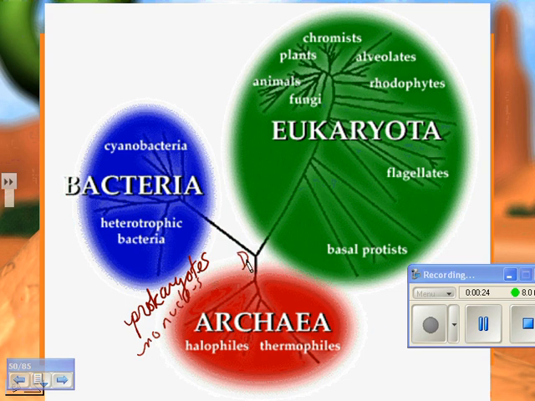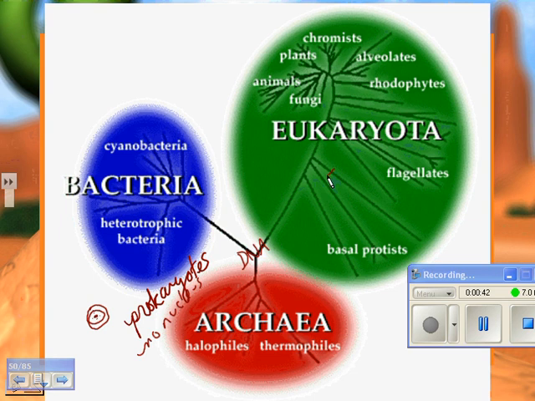So everybody has DNA. All forms of life on the planet have DNA. There are some viruses that don't, but they're really not considered alive. So bacteria and archaea are very similar in that they have a cell membrane, they've got a cell wall, they've got a little bit of DNA and some ribosomes.